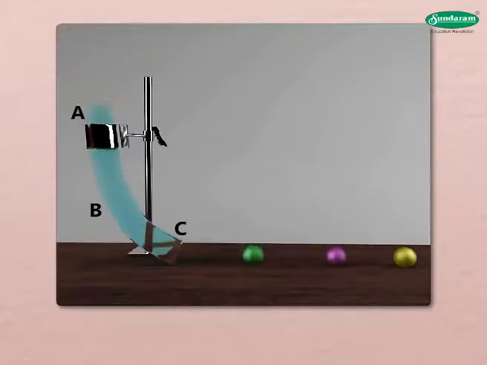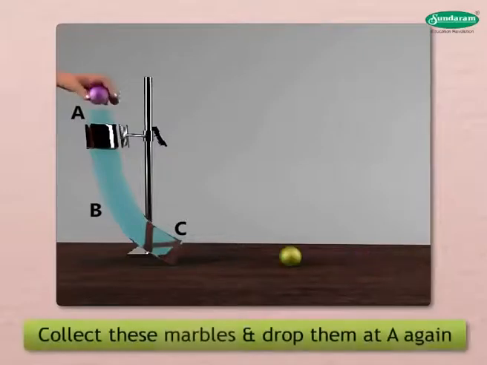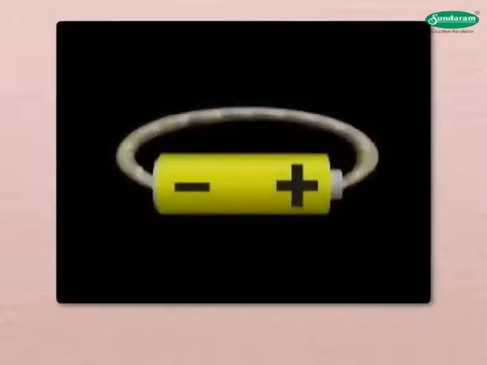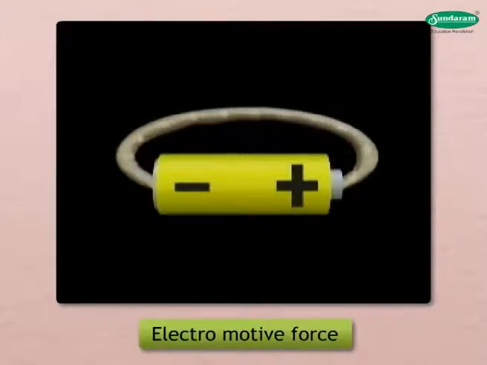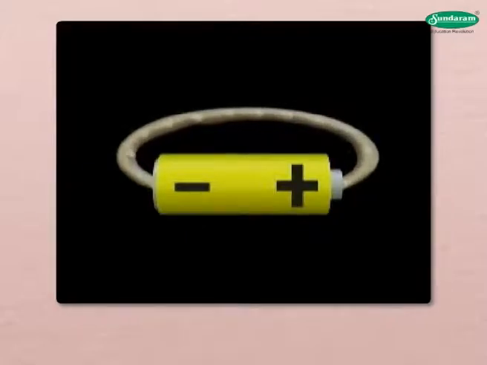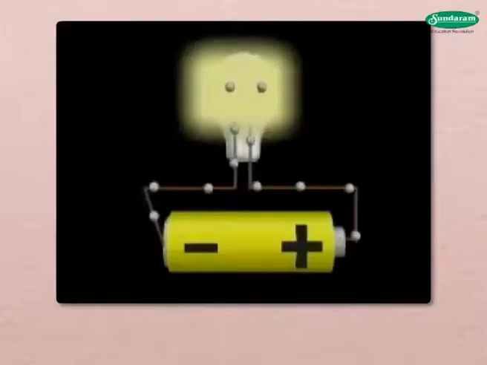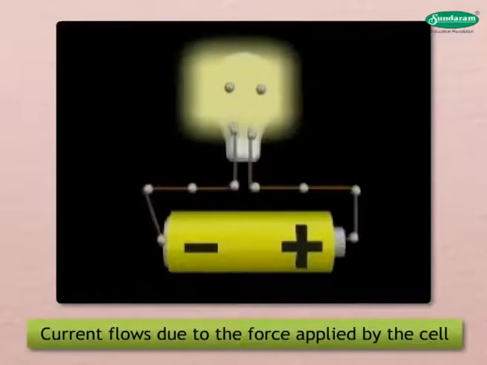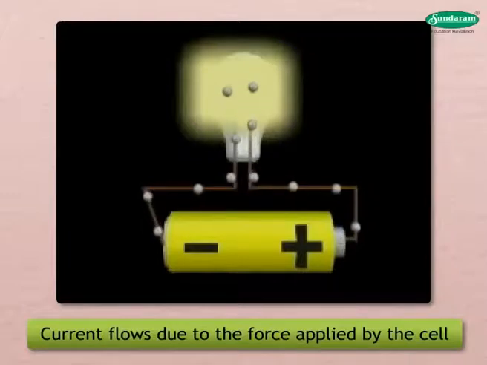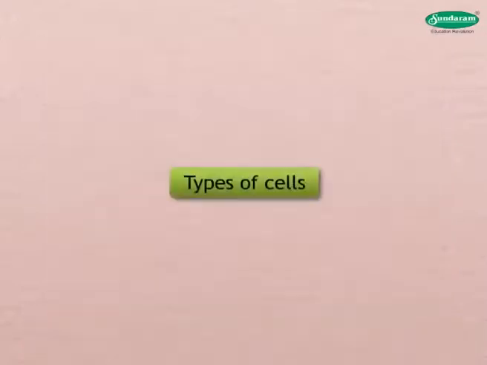This is exactly what the electric cell does. Now we collect these marbles and drop them at A again. This is how current goes on flowing through the circuit. The force applied by an electrochemical cell is known as electromotive force, that is, the force that sets electric charge in motion. We know that current flows due to the force applied by the cell. Let us now study the different types of cells.